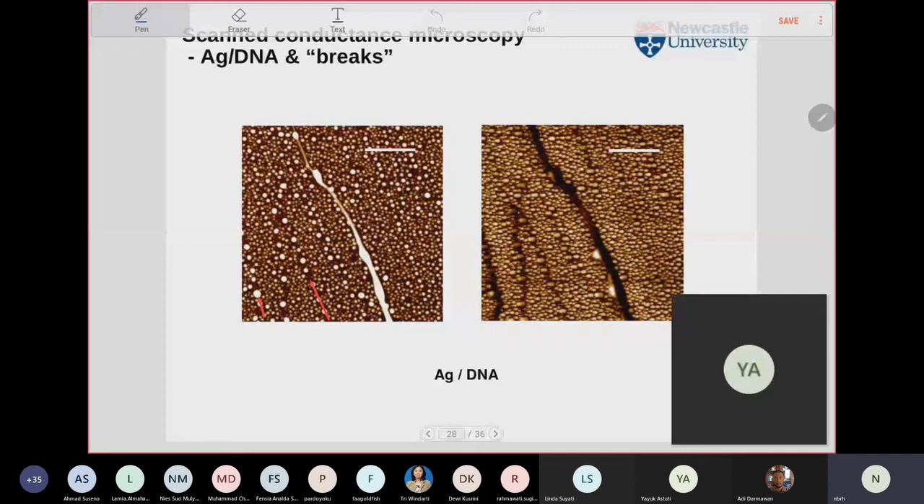So the two red arrows illustrate sequences of silver particles that are actually electrically connected, because you can see the dark areas in the image on the right hand side. Most of the small silver nanoparticles throughout this image are not connected, and they don't produce this negative phase shift.